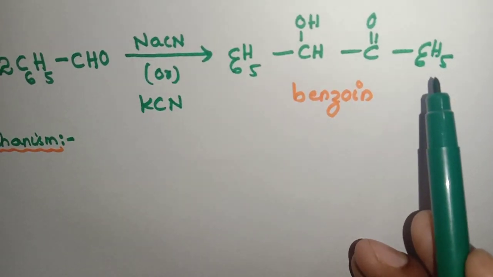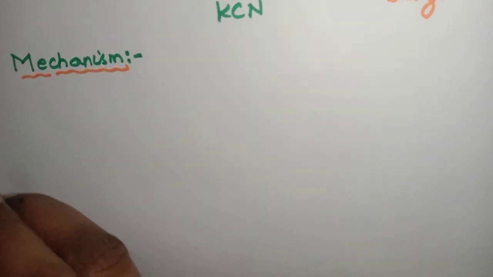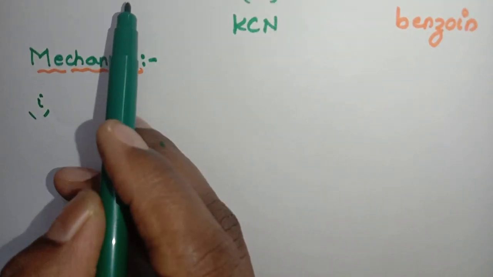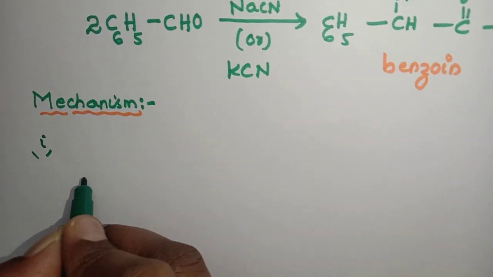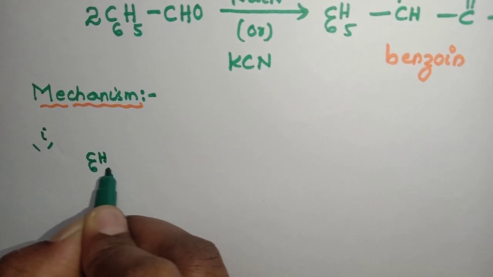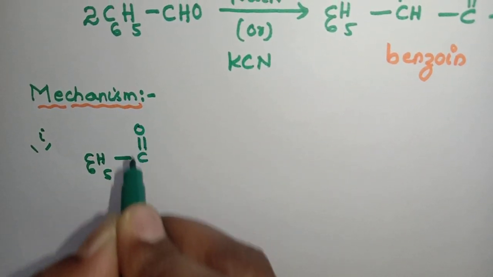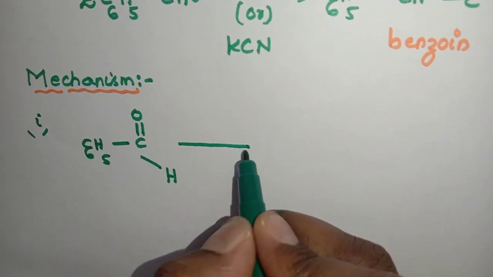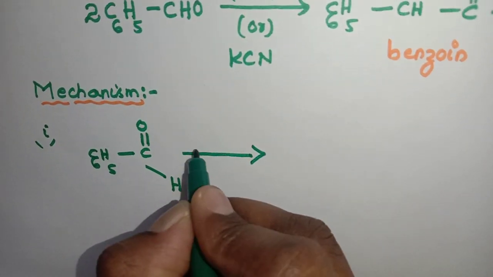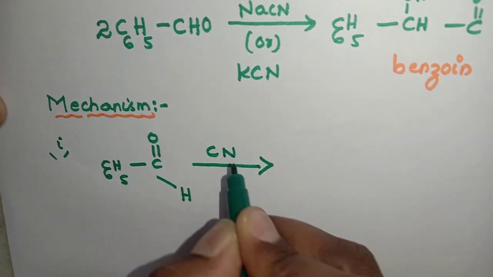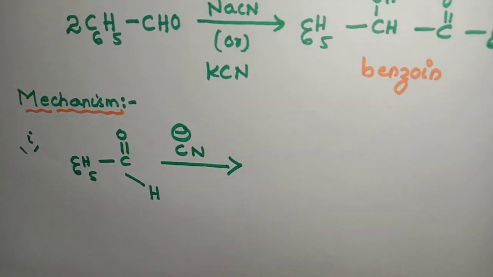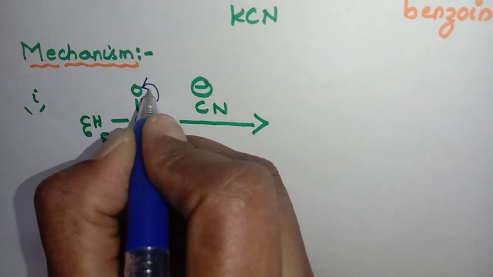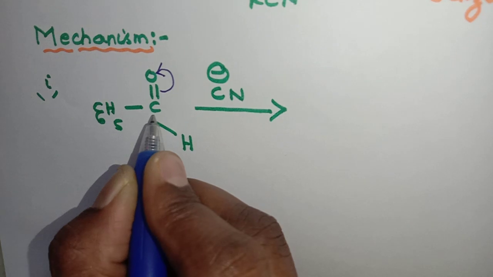Okay. Now let us learn the mechanism of this reaction. So first put the side heading mechanism. First step, taking first molecule of benzaldehyde right here, C6H5 C double bond O H. Okay. So here comes the nucleophile from potassium cyanide or NaCN, that is CN minus. Okay. So what happens? These pi electrons shift towards oxygen. So you all know O becomes O minus, C becomes C plus.